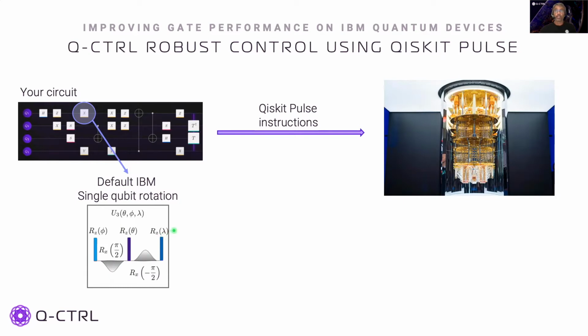In the real device, this operation is imperfect and will lead to errors in the execution of your algorithm. What we'll show here is how one can use Q-Control's tools to design gates that are less susceptible to noise and errors in the device.